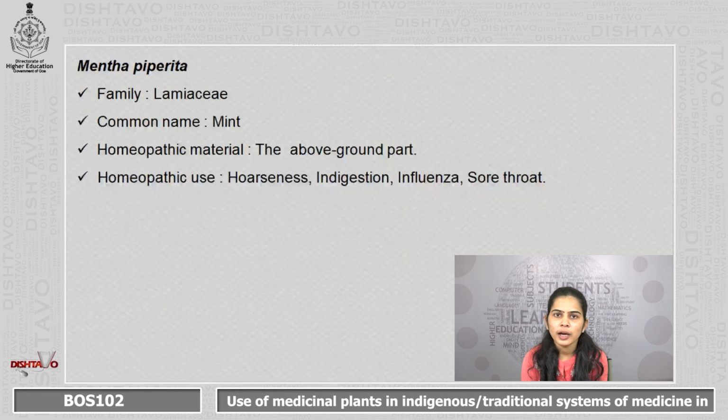Next is Mentha piperita, family Lamiaceae, commonly called the mint plant. The homeopathic material is the above ground part. Homeopathic uses: hoarseness, indigestion, influenza and sore throat.